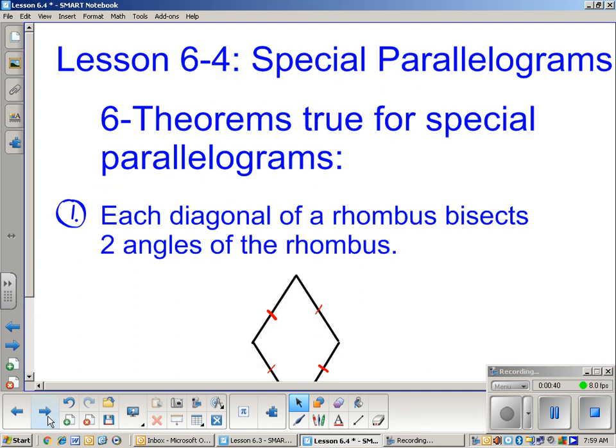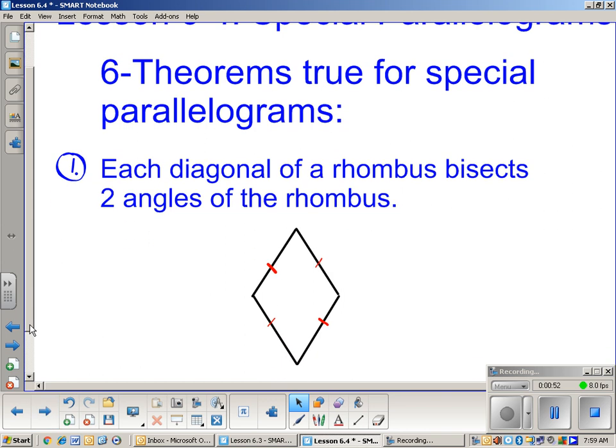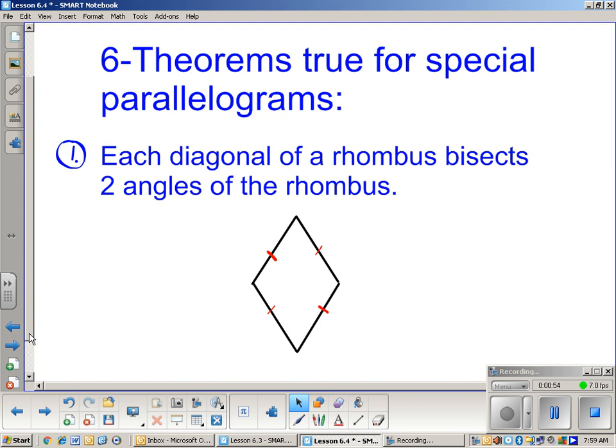There are 6 theorems that are true for special parallelograms. Sorry, I should have said parallelograms. Parallelograms are quadrilaterals, but they're more specific than that. The first one says each diagonal of a rhombus bisects 2 angles of the rhombus. I'll pause while you copy that and then we'll talk about it.